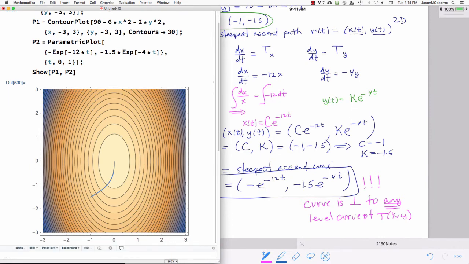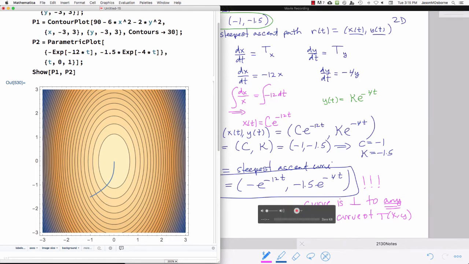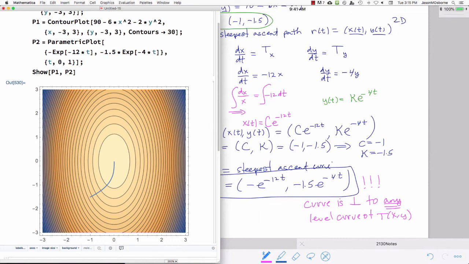So every time this curve crosses one of those isotherms, it's going to cross in a perpendicular fashion. There's a right angle right here, a right angle right here, and a right angle right here. Every time you cross. And that's what makes this curve special. By solving those equations, you're getting the curve of steepest ascent.